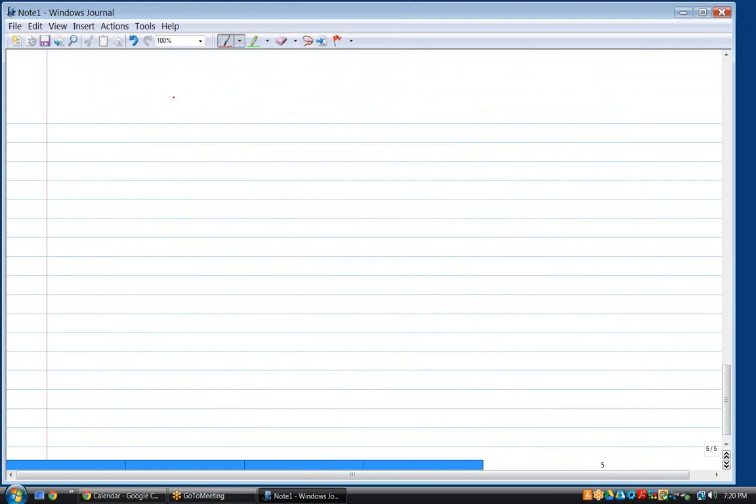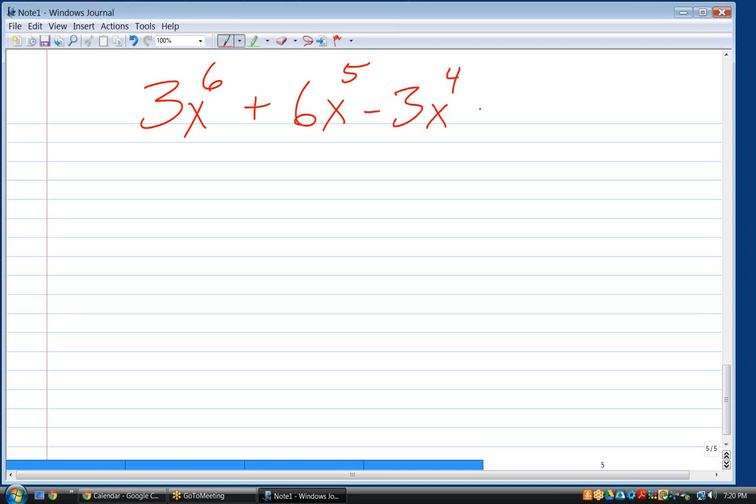Factor 3x to the 6th plus 6x to the 5th minus 48x to the 4th minus 96x to the 3rd. Okay, what's the first thing I can do here? This is different than most polynomials in that there's no constant, right? So if there's no constant, then it's a greatest common factor problem.